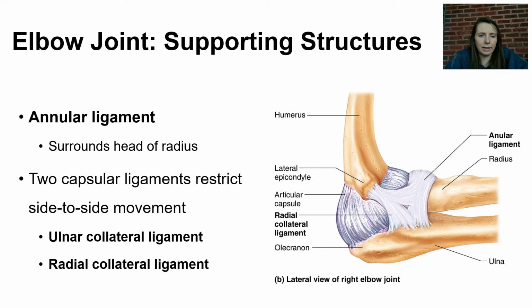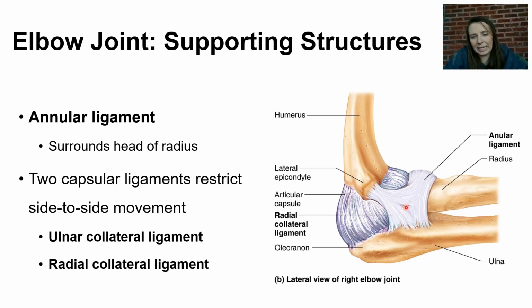So let me get my laser pointer out here. So the annular ligament wraps around the head of the radius. And this is important because whenever we're going from supination to pronation, remember I said the radius rotates over top of the ulna. By having this annular ligament, it helps more proximally keep the radius close and attached at this elbow joint.